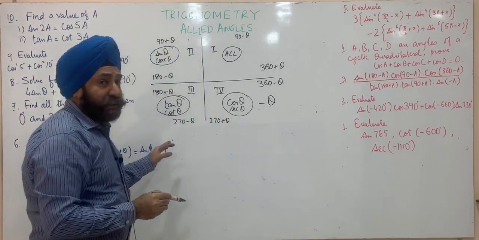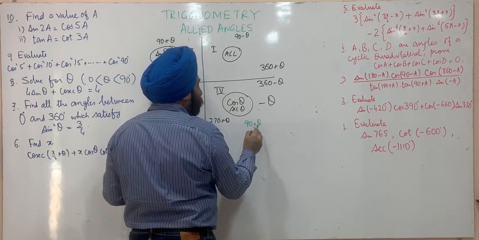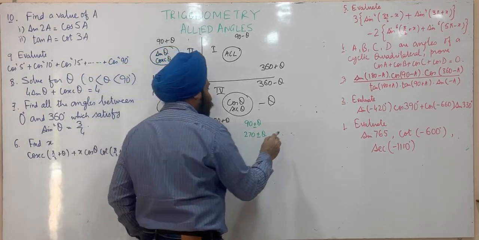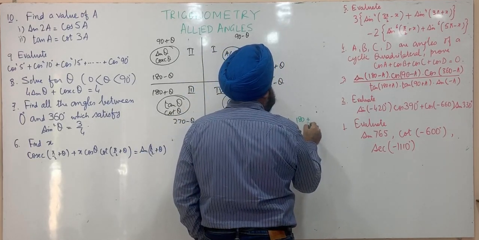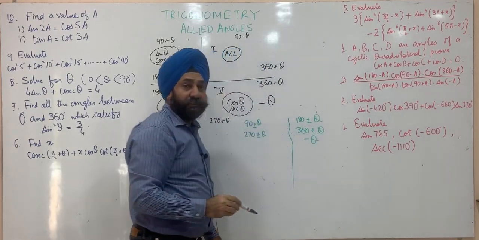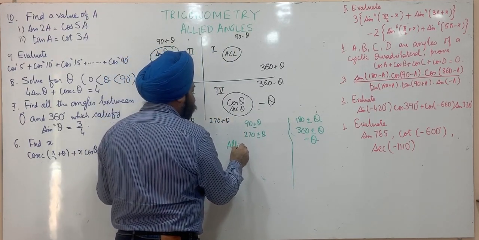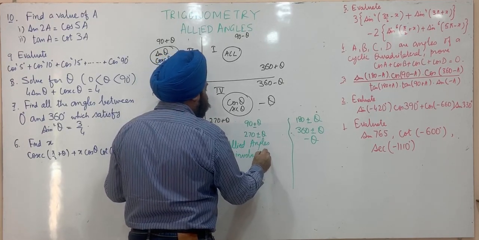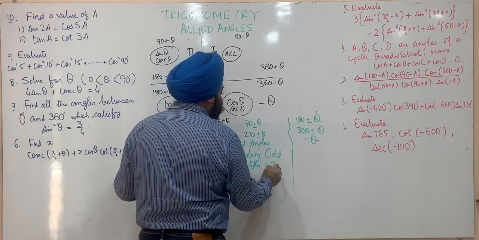We have two different types of allied angles. Let us segregate 90 minus theta, 90 plus theta, 270 plus or minus theta. This is one category, and the second one is 180 plus or minus theta, 360 plus minus theta, and minus theta. So we can say these are allied angles involving odd multiples of 90 degrees.